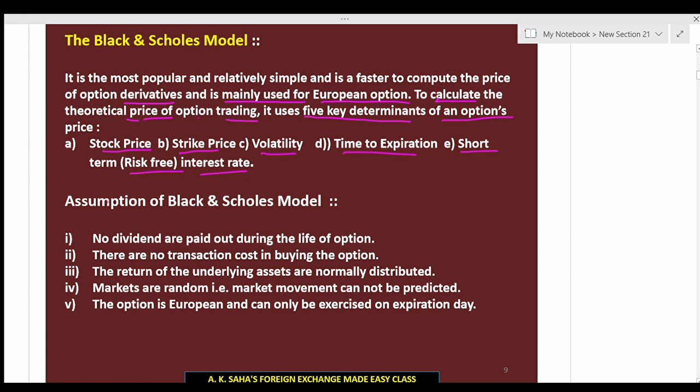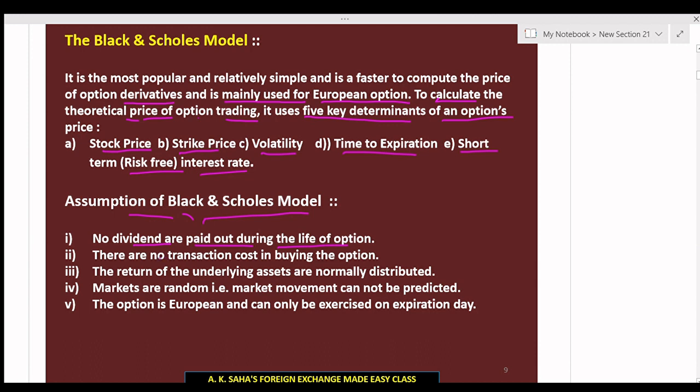Next come the assumptions of the Black and Scholes model. No dividends are paid out during the life of the option. If a dividend is announced by the company to be paid within a certain period of time, or it is expected, then the present value of the dividend should be deducted from the stock price.